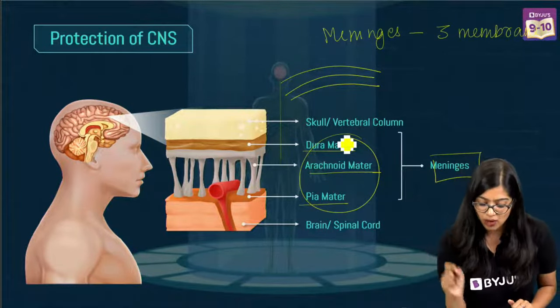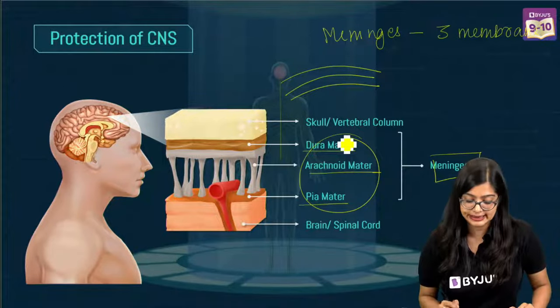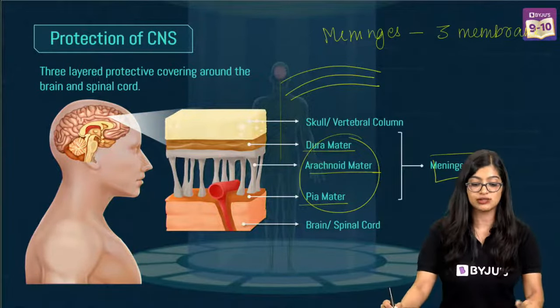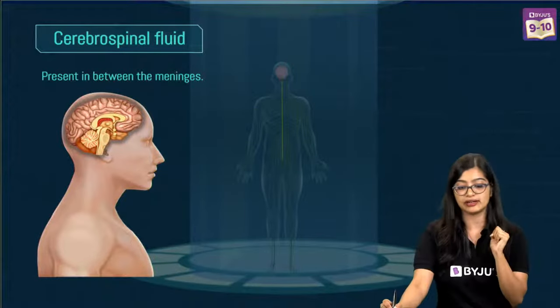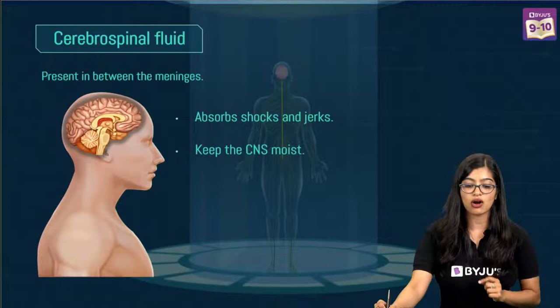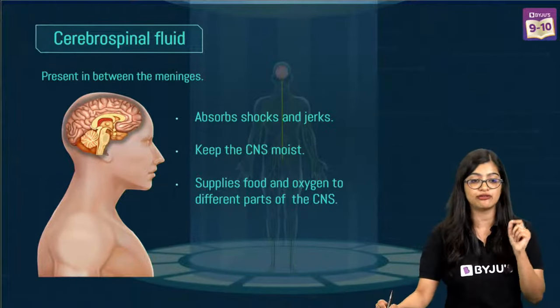One thing to understand is that between the meninges, the three-layered protective covering, we find a fluid, and this fluid is called the cerebrospinal fluid.